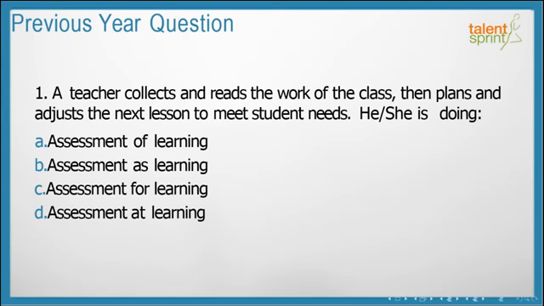The question is telling us that a particular teacher is using it as feedback. How is he using that? He is reading the work of the class, looking at the work of the class and then planning and adjusting the next lesson. That is, he is taking feedback and altering his own methods. He is taking feedback to make himself better at teaching, better at identifying student needs. That's why it is assessment for learning. Option C is the correct answer, and I think most of you have got it correct.